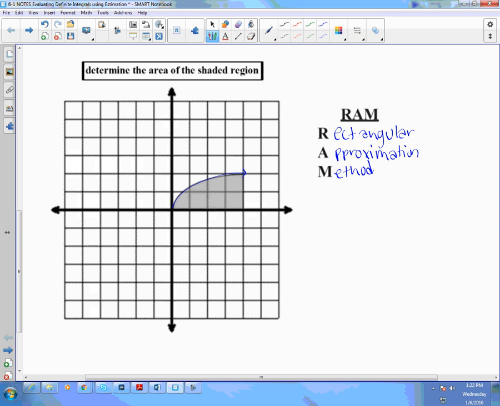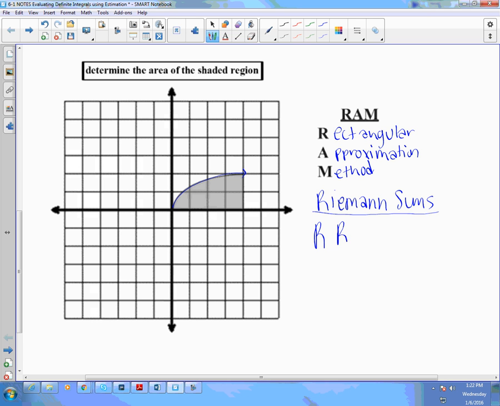Okay? These are called Riemann sums. Riemann is the one who came up with this. Riemann, two N's, sums. We're going to have a bunch of rectangles, because we can find the area of a rectangle, right? Length and width. And we're going to add them together, hence the sums. But we have three different ways we can do this.